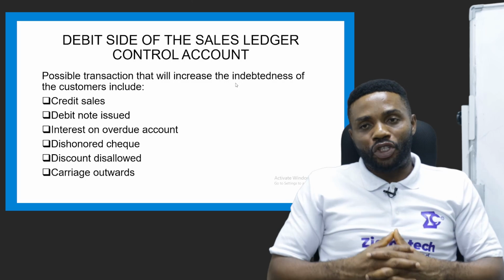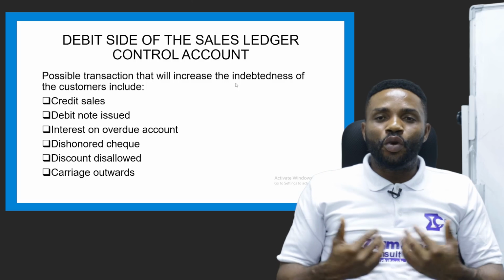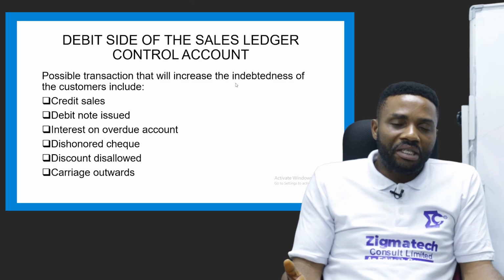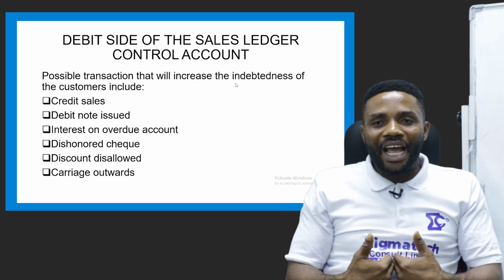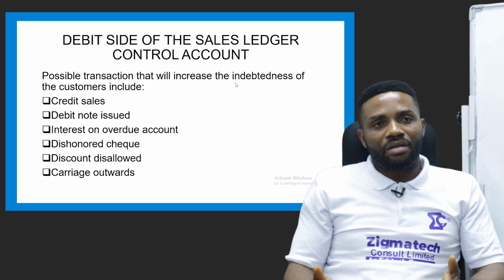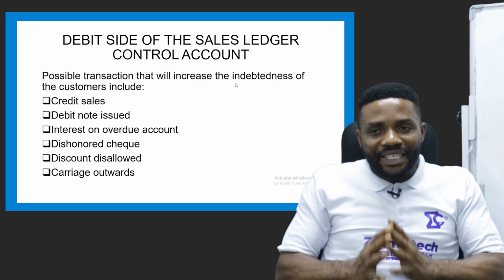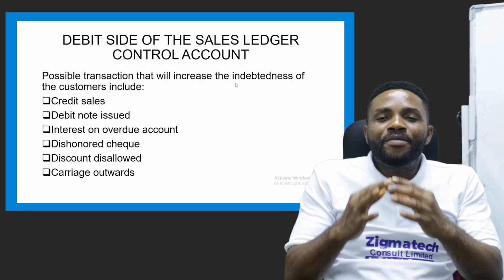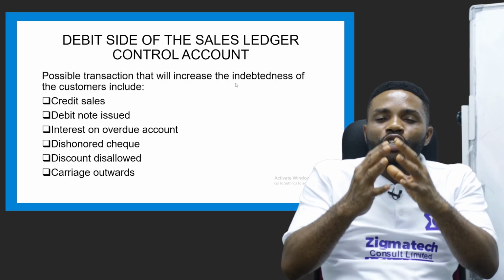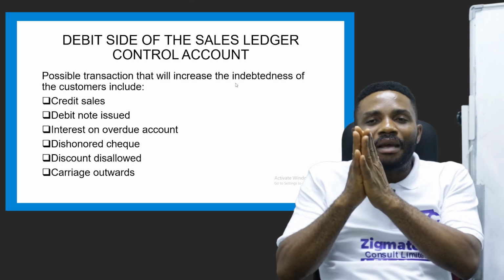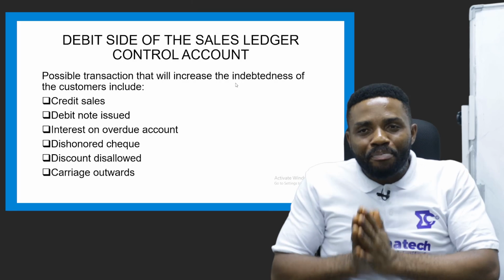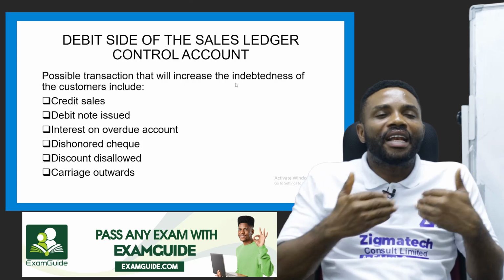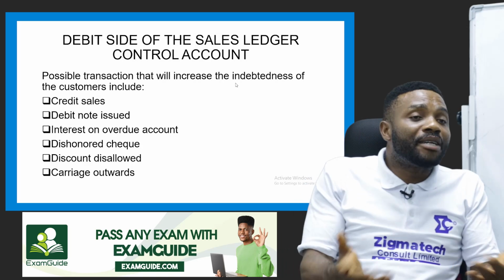The last but not the least is what we call carriage outwards. You have come to buy from our shop, and you said we should help you transport it to the destination of your business. Probably you don't have the van, or you don't have the transportation means. We are the ones making payments on the item from the destination of our business to the destination of your own business. Everything that we incur, the cost involved in transporting the item from our business to your destination, becomes a carriage. And since we are the ones giving it out to you, it's carriage outward. So it will be added to your debt.